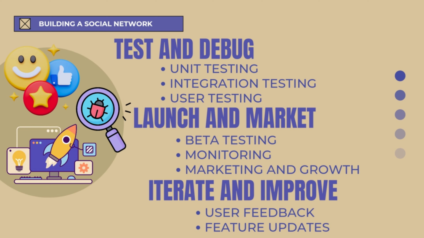The next step is to test and debug. Testing and debugging in building a social network ensures that your application works as expected, performs well, and is free from bugs or issues that could affect the user experience.